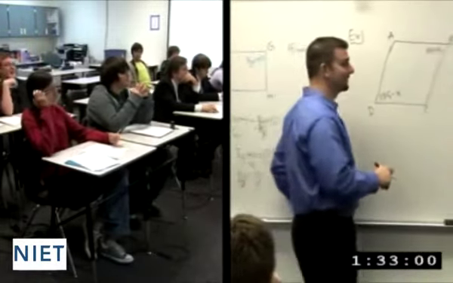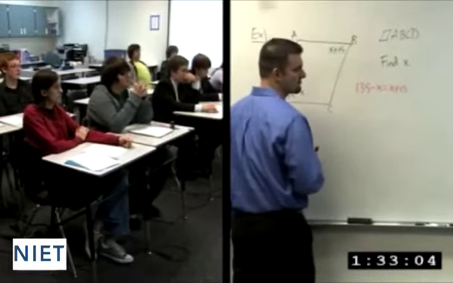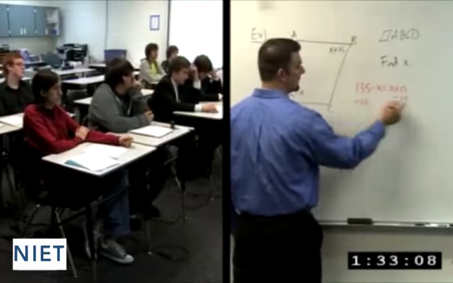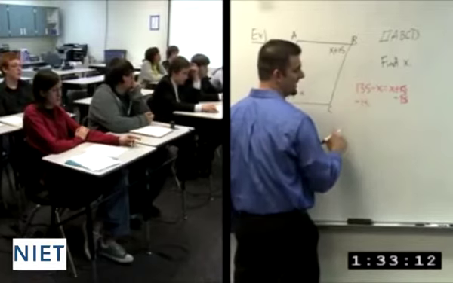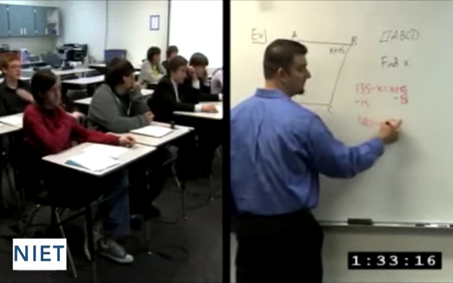Sam did. Okay, what'd you get? I took the 15 and subtracted it. Oh, okay. You subtracted 15 from both sides. Okay, those cancel. So what are we left with on this side of our equation? 120. 120 minus x equals x. Okay.